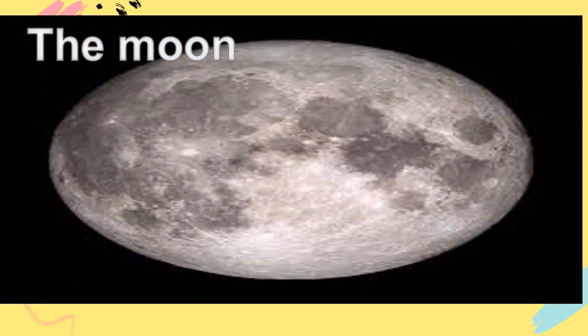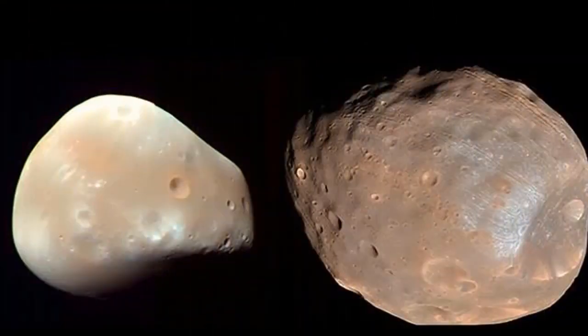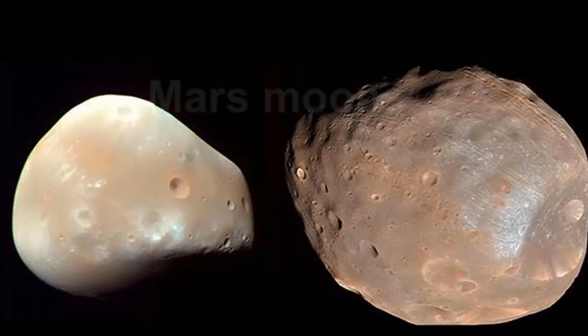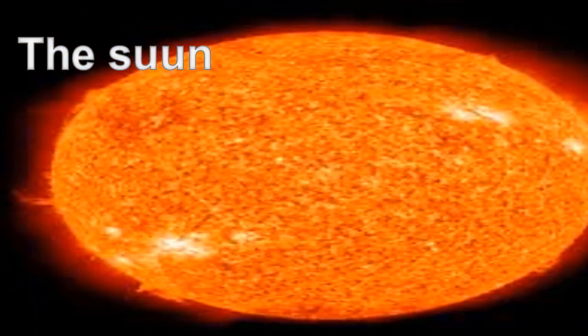The moon. This is our moon, or the moon of the Earth. But those ones are the moons of Mars. The sun, look at it, it's very hot. It's unbearable. No one could bear the heat of the sun.